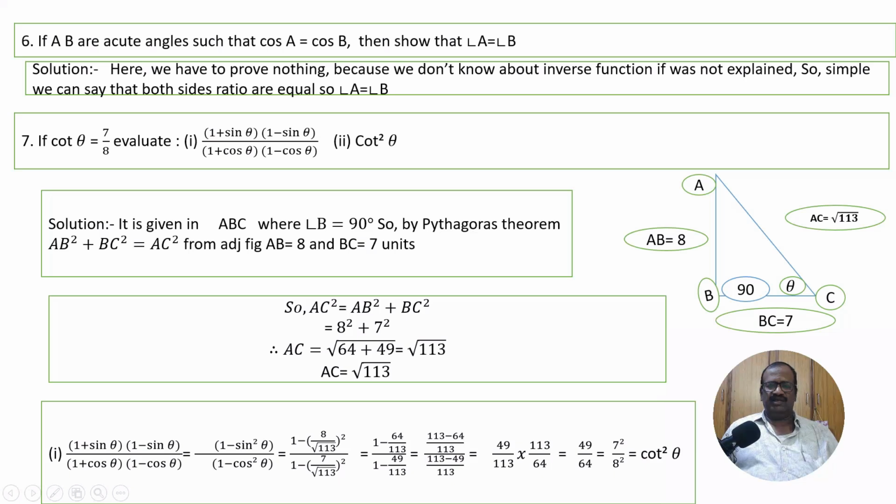We got 1 minus (8 by root 113) whole square, by 1 minus (7 by root 113) whole square. Here 8 will become 64, root 113 and whole square cancel to each other, we got only 113. Similarly 7 will become 49, root of 113 on the whole square will cancel, we got 113. So we are taking LCM here also.